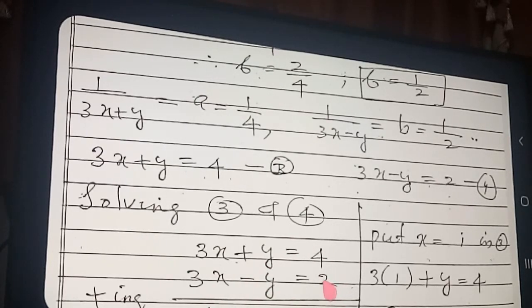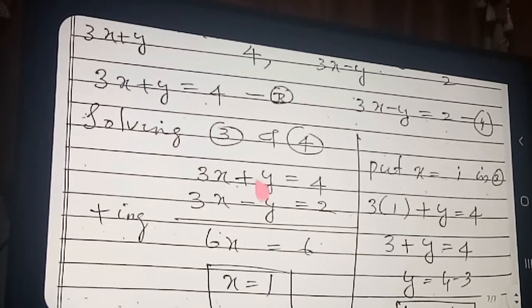Okay. So what you are getting? Here plus y minus y coming, so it will cancel. 3x plus 3x, how much will come? 6x is equal to 4 plus 2, 6. Therefore the value of x is equal to 6 by 6, that is equal to 1.